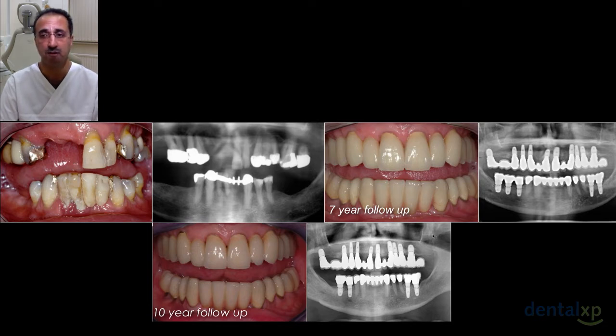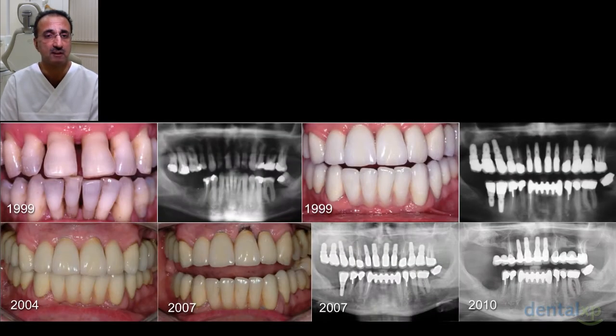We had to remove the section of the bridge, remove that implant, and you can see after 10 years with good maintenance, he's doing well. And indeed, we've just carried out a 13-year recall just today, in fact, and the patient is very stable and continues to do well.